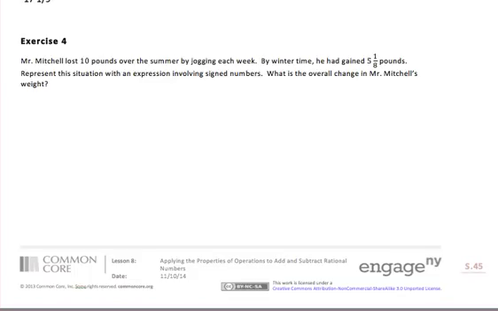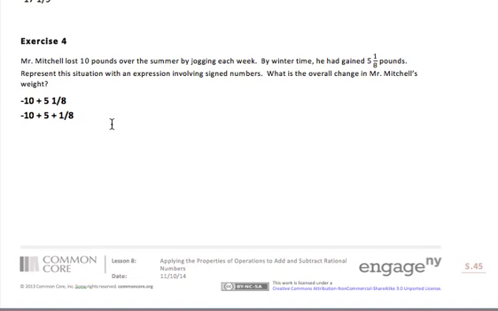So we first must know how to represent a loss of 10 pounds, and that would be negative 10. And then by wintertime, he had gained 5 1/8 pounds, so we'll need to add 5 1/8 to that negative 10. Now, following the properties that we've been working on, we could take 5 1/8 and split it into a sum. That way we can deal with the fraction without having to regroup. So if we rewrite the problem, we would have negative 10 plus 5 plus 1/8.